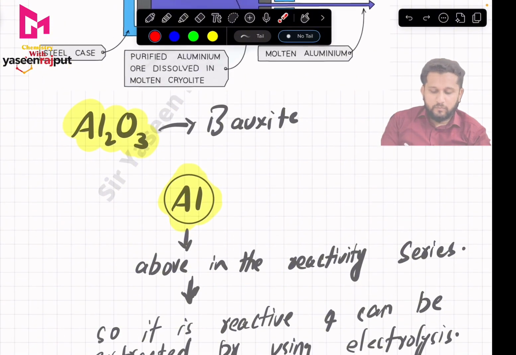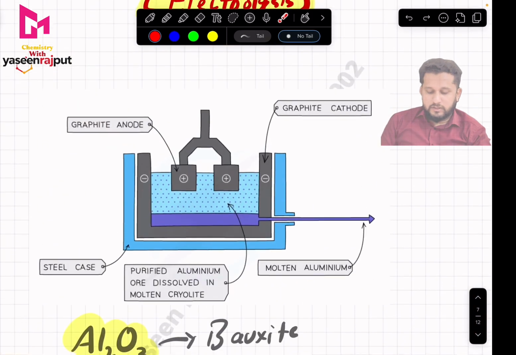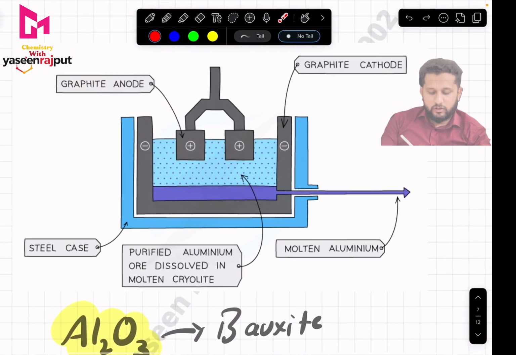And the ore name of aluminum oxide is bauxite. You have to learn by heart that the ore name of aluminum oxide is bauxite. Now this is the electrolytic cell, and you can see over here that this is the anode and this is the cathode. The anode is made up of graphite, and this is the cathode, which is also made up of graphite.